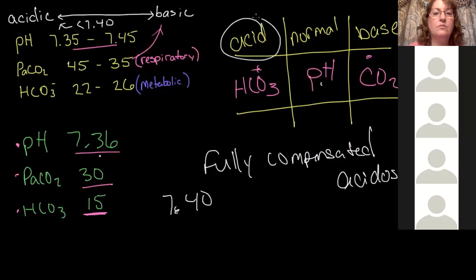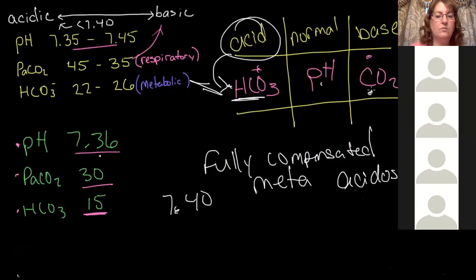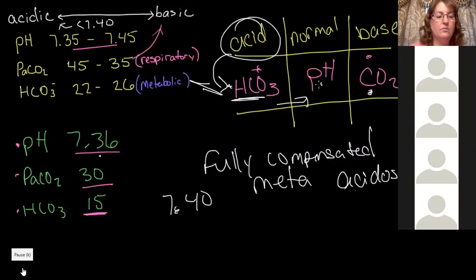And then we look at our acid column and see which parameter is in it. In this case, it is our HCO3, which is our metabolic parameter. So we write down metabolic, and so this means we are in fully compensated metabolic acidosis. So our primary condition is metabolic acidosis, but our respiratory system is able to fully compensate enough that the pH is now back into a normal range.